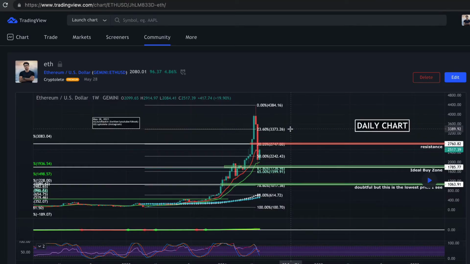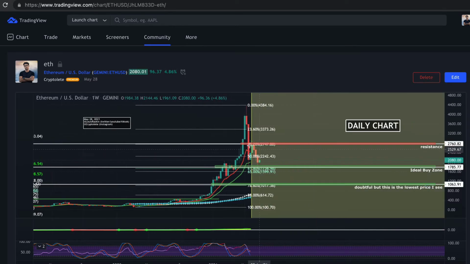Okay, so now I'm back and we did Bitcoin, so now we're going to go over Ethereum. A month ago, I said the big ideal support zone for Ethereum was 1,785. The ideal resistance is 2,760. If we press the play button, perfect. It came up, hit the resistance, sold everything, came back down, we put our buy orders down here, and we bought down here.